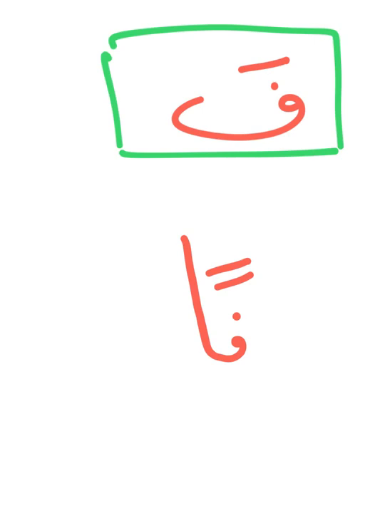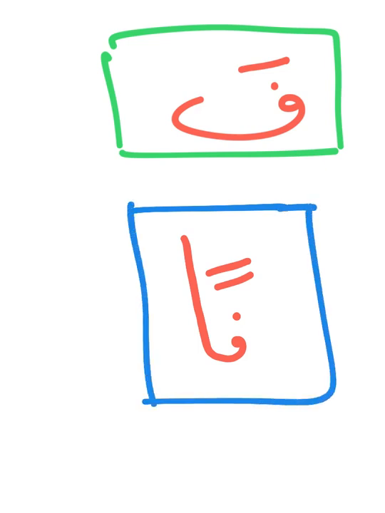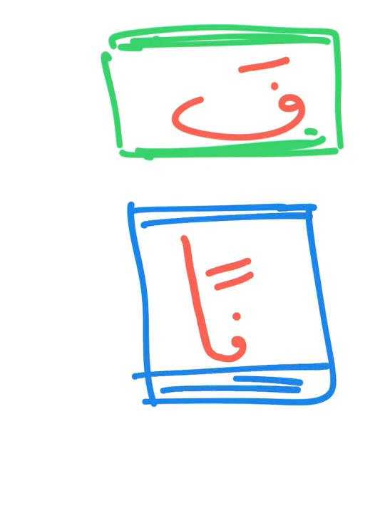So let's just look at this first, the one in the green box. How do we say the one in the green box? Come on, fa. And the one in this blue box, how do we say it? Fan. So I hope you can see the clear difference: the one in the green box, we say fa. What do we say? Fa. And the one in the blue box, we say fan. So the sound changes when you have two fathas on a letter.